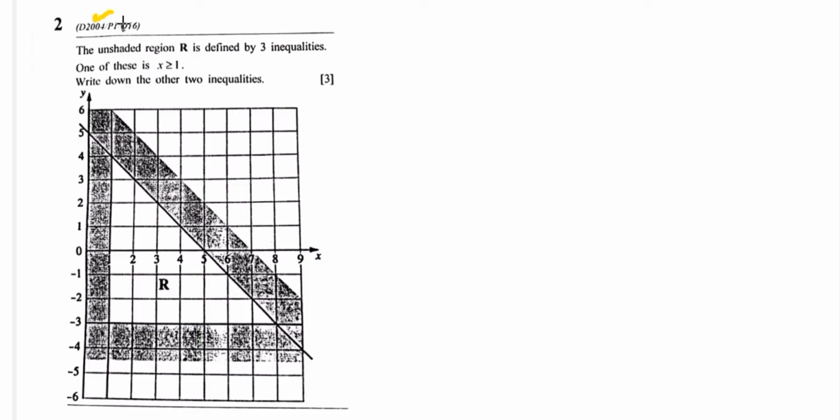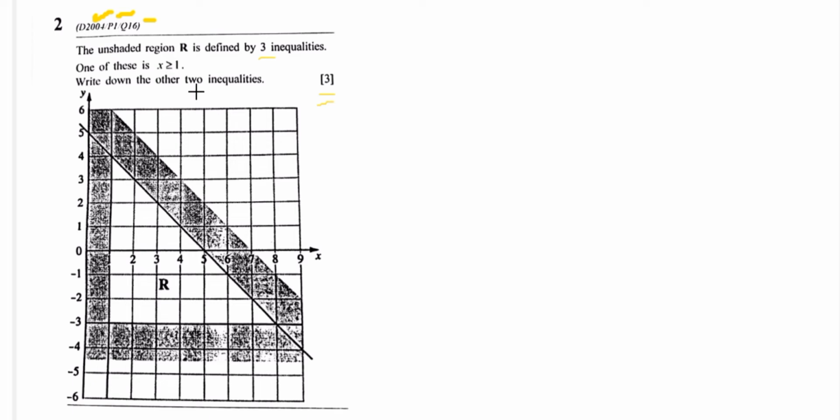2004, paper 1, question number 16. This question is related to a graph. The question says the unshaded region R is defined by three inequalities. One of these is x greater than or equal to 1. Write down the other two inequalities. The marks of this question is 3.